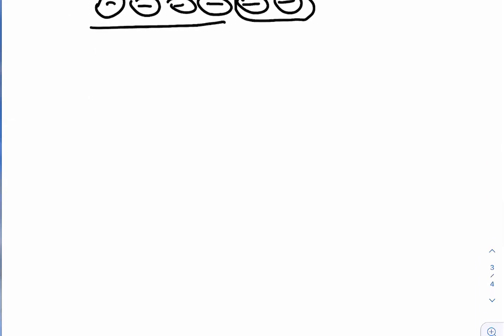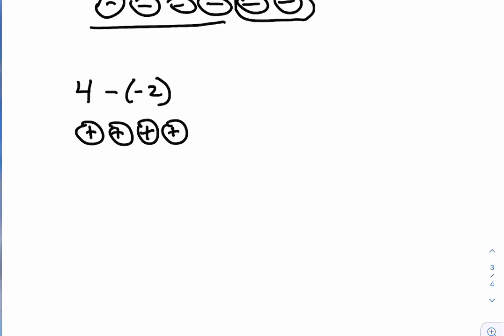Okay, let's try another one now, maybe where the chips aren't available. So let's say I have a 4 positive and I want to remove -2. So 4 subtract -2. So the first step is the same again. I draw my first set of chips representing that first integer. Second step again was I look to see if my second integer chips are available to remove. I don't have any negative chips at all.